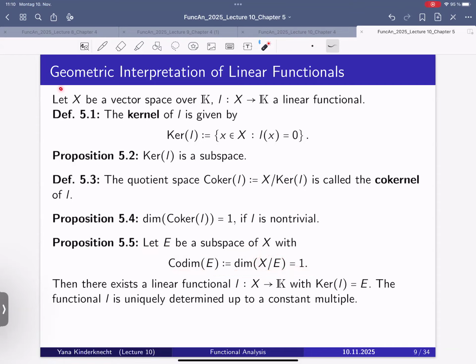So here we have started from a linear functional and obtained something. Now we forget everything and we start from an arbitrary subspace of X, such that its codimension is 1. Then there exists a linear functional whose kernel is exactly this space. And moreover, this functional is, in a sense, unique, so up to a multiplicative constant. Let us show this.